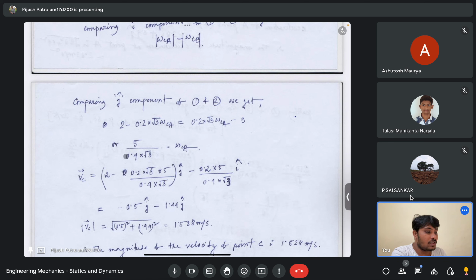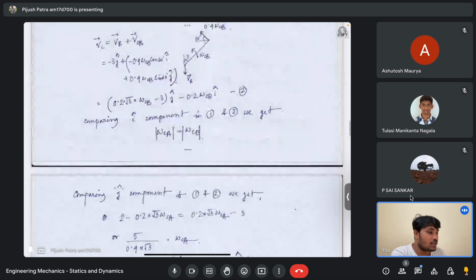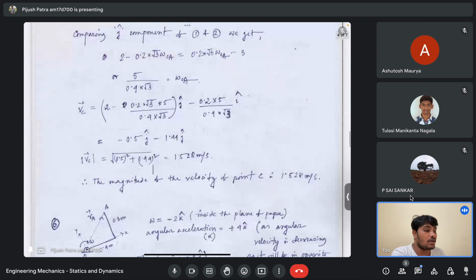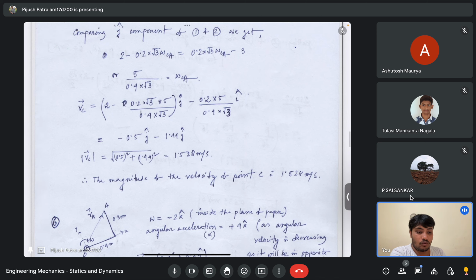It is this quantity. Then you put this quantity in any of these two expressions, probably in these expressions where omega CA or omega BC is the same. In any of these two expressions you will get what is the velocity of point C. So the velocity at point C is this quantity, minus 1.44 I minus 0.5 J. This is the expression for the velocity of point C. If you want to know the magnitude, it should be root of 0.5 square plus 1.44 square. So it is 1.528 meter per second. Okay, that is what you can easily calculate the velocity.